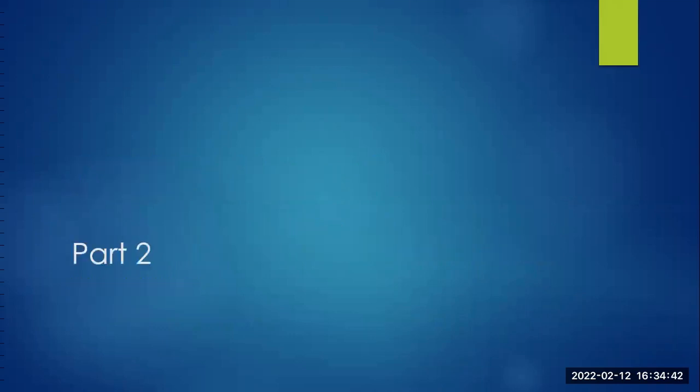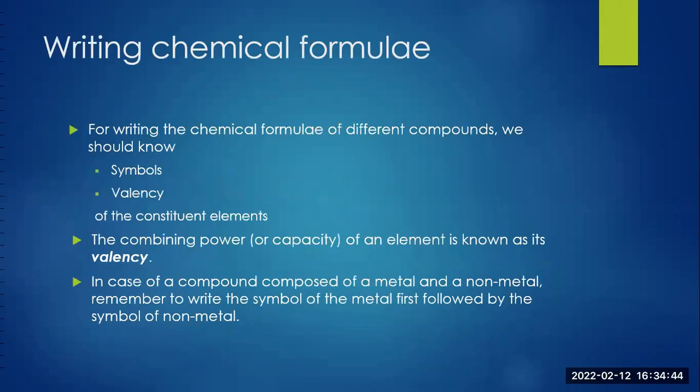We continue with the revision of atoms and molecules. Writing chemical formulae of various compounds. For writing the chemical formulae of different compounds, we should know the symbols and valencies of the constituent elements. The combining power or capacity of an element is known as its valency.